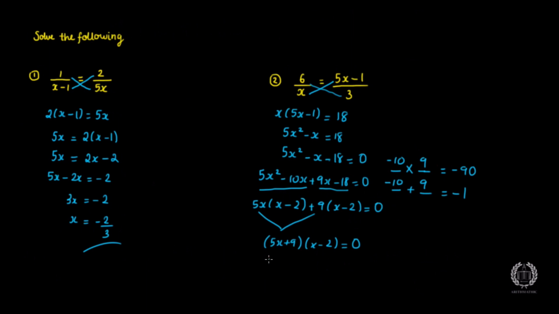Now 5x plus 9 equals 0 is one solution. So x equals, if you bring 9 to the other side, it becomes minus 9, but then you need to divide it by 5, so minus 9 over 5. Now x minus 2 is my other solution, so x equals 2, because I'm bringing minus 2 to the other side. So this is pretty much it on how to solve this.